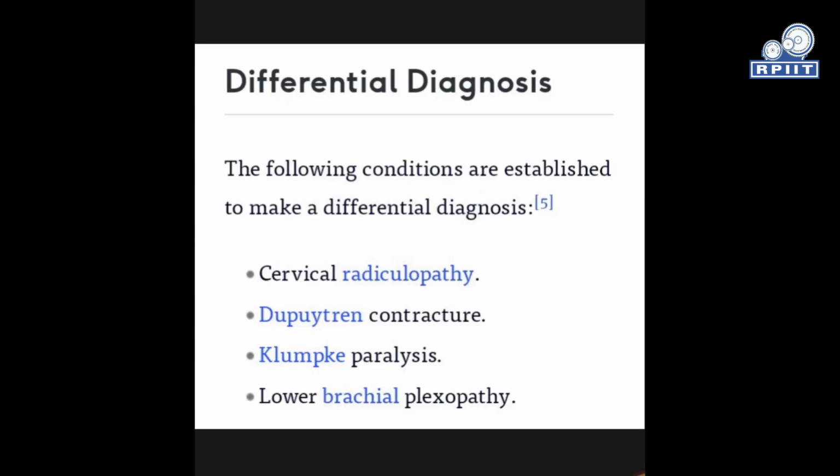Now differential diagnosis or the DD. First is cervical radiculopathy. Cervical radiculopathy is an irritated nerve in the neck causing pain, numbness and weakness radiating into the chest or the arm region. And second is Dupuytren contracture. Dupuytren contracture mainly affects the ring and the little finger. And Klumpke paralysis. Klumpke paralysis is an atrophic paralysis of the forearm and the hand due to injury of the 8th cervical and the 1st thoracic nerve. Now last is lower brachial plexopathy. It is a form of peripheral neuropathy. It occurs when there is damage to the brachial plexus.